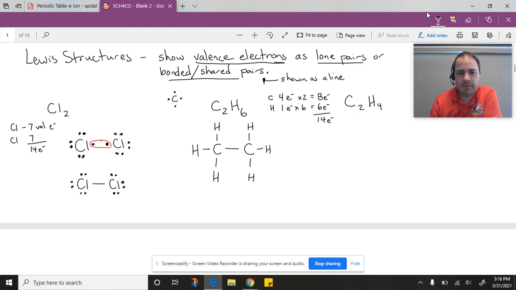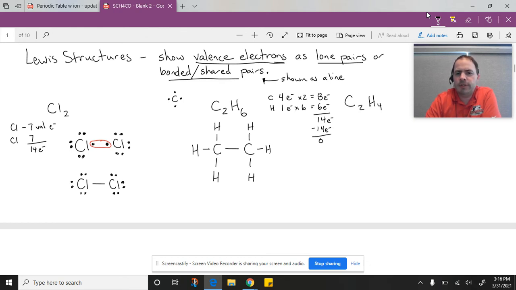So in this picture, hopefully I've used all 14 electrons. If I'm going to count my electrons here, I've got 2, 4, 6, 8, 10, 12, 14. So I've used them all. I don't have any left over. My structure's done. So that would be my Lewis structure for C2H6.